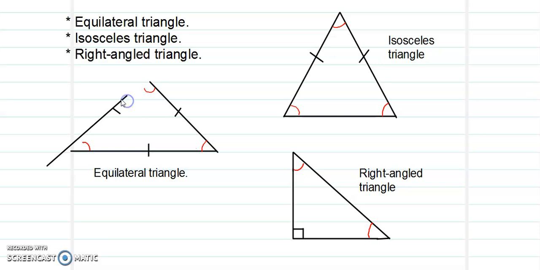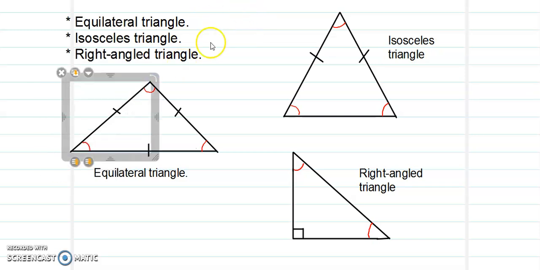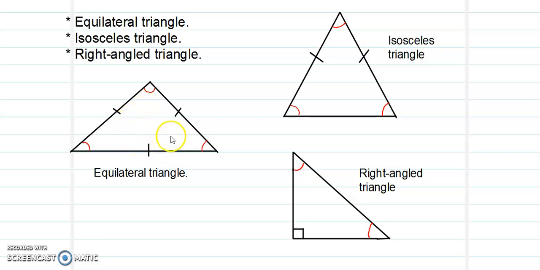When you look at this triangle here, this is what we call an equilateral triangle. An equilateral triangle is a triangle with the three sides equal. The three sides are equal, therefore the three angles are equal. So in equilateral triangles, each of the angles is equal to what? 60 degrees. Since each of the angles is 60 degrees, the sum of the angles of a triangle is 180. 60 plus 60 plus 60 gives us 180 degrees.